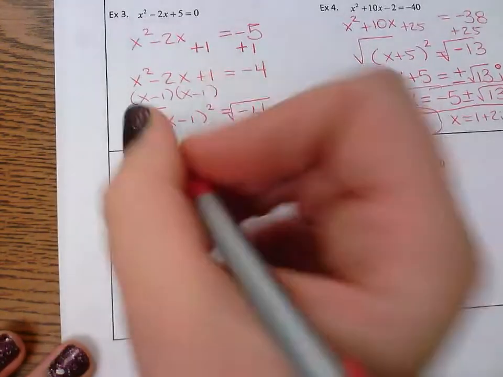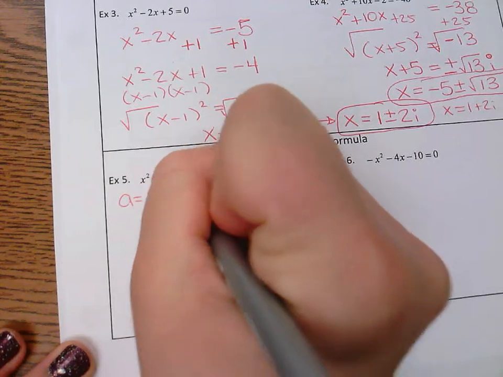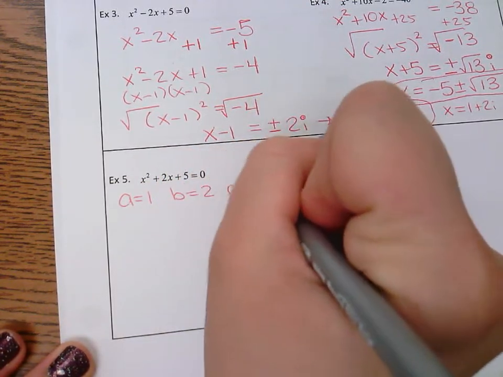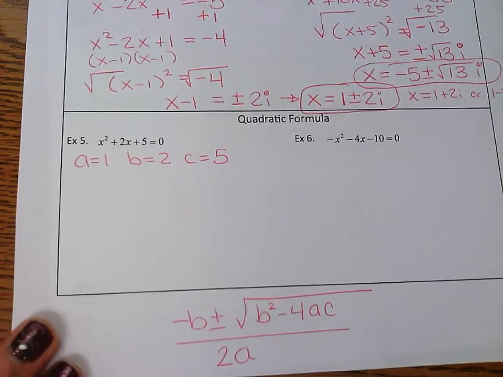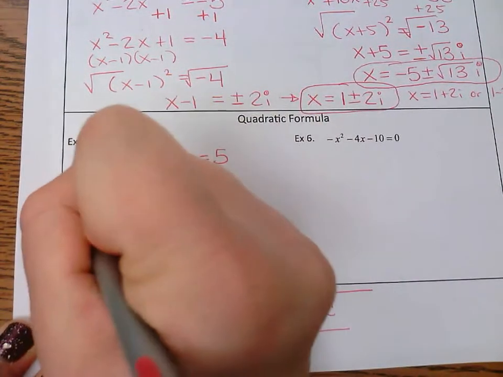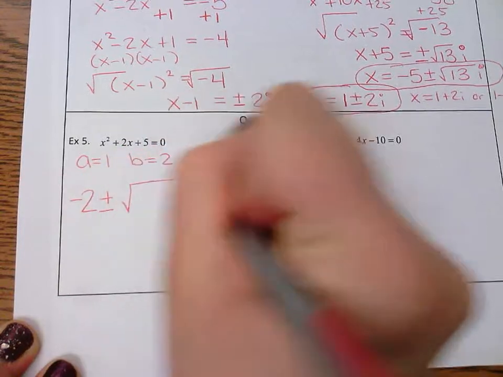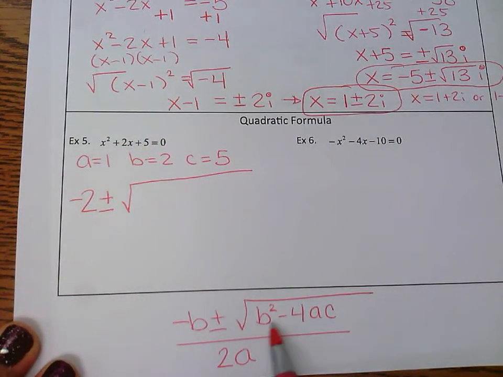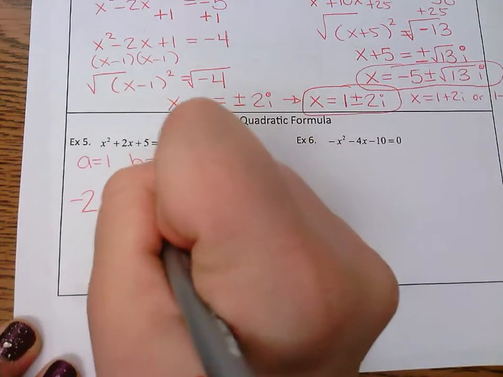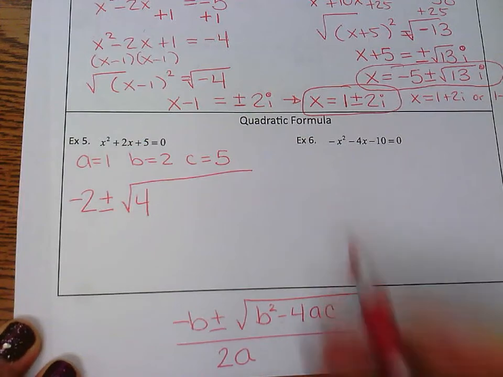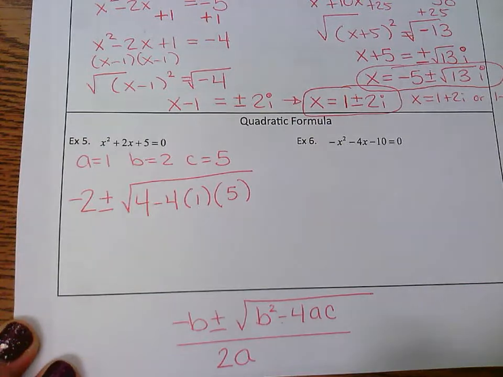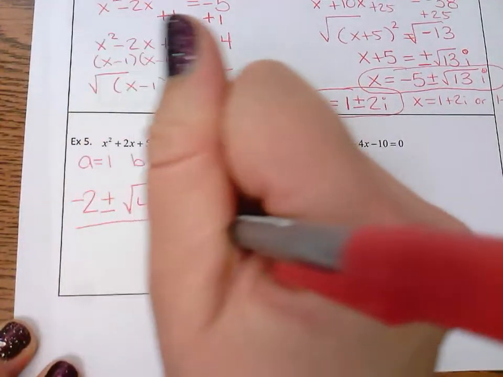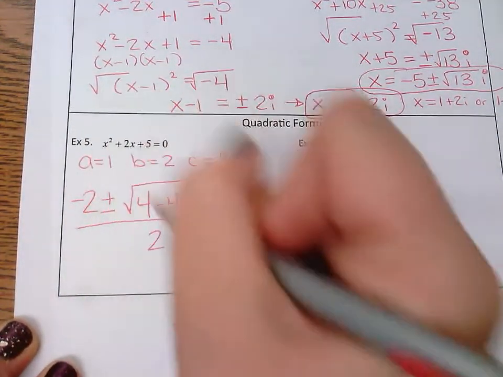So in this problem, a is 1, b is 2, and c is 5. And I'm going to plug that a, b, and c value into the formula. So the opposite of b would be negative 2 plus or minus the square root. B squared is going to be 4 minus 4 times A, which is 1, times C, which is 5. All over 2A, 2 times 1 is just 2 still.